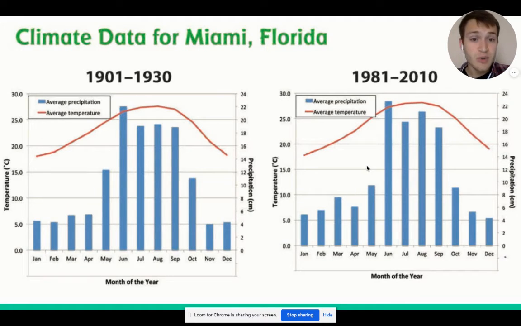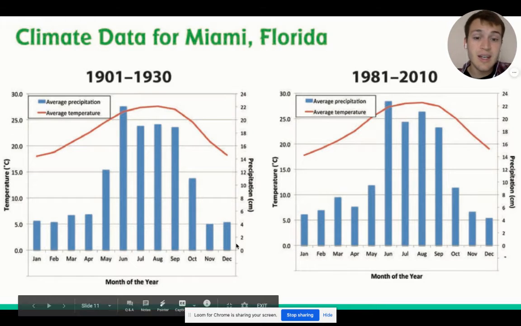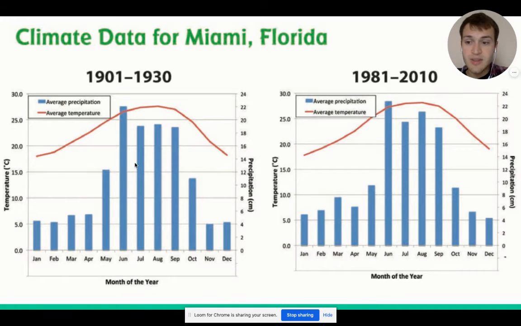Within this chart, there are actually two charts. One is for the years 1901 to 1930. The other is for the years 1981 to 2010. The information we're provided is month of the year. So we've got January all the way to December for both these charts. And then on the y-axis, we have temperature in degrees Celsius and precipitation in centimeters.